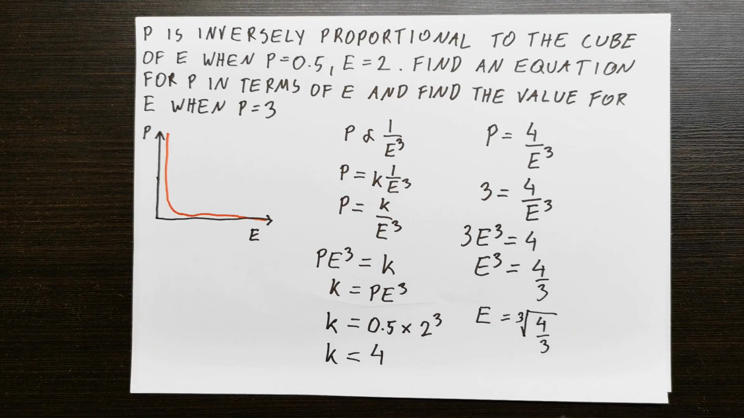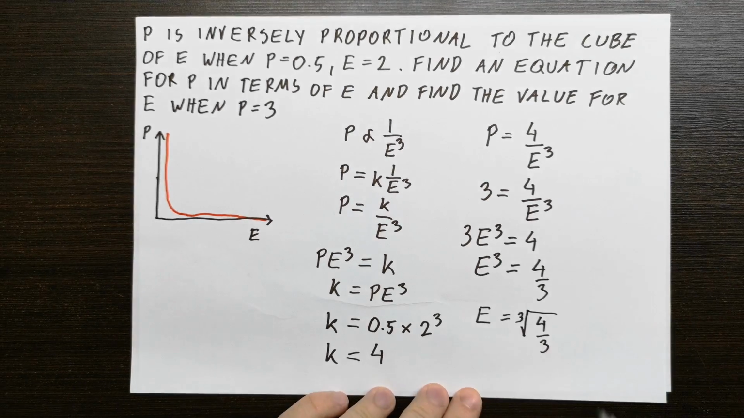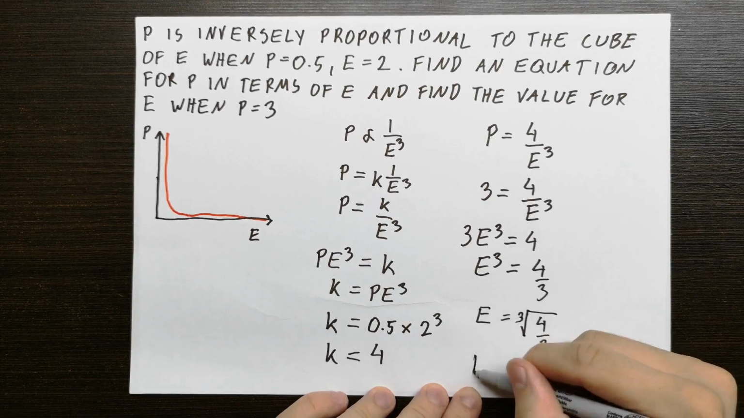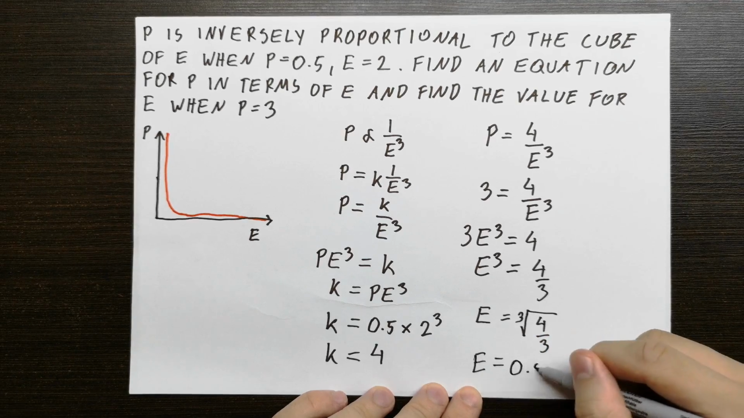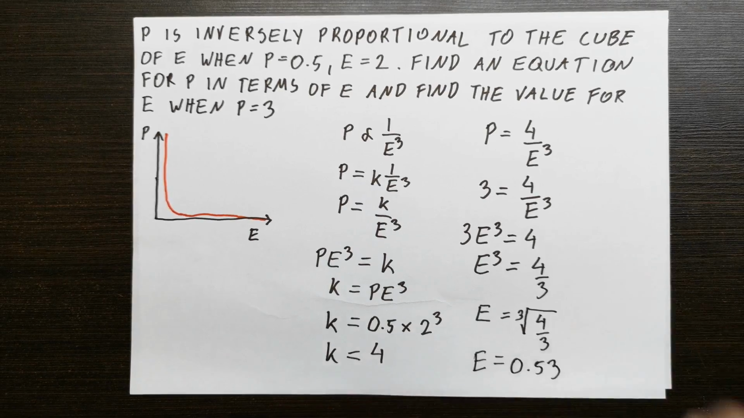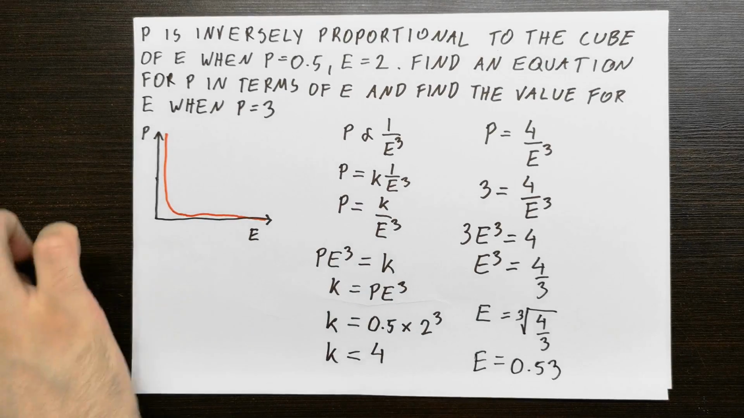Now we are just going to calculate that. And if you put that in a calculator, you would get something like this. E is equal to 0.53. Guys, that is our answer.